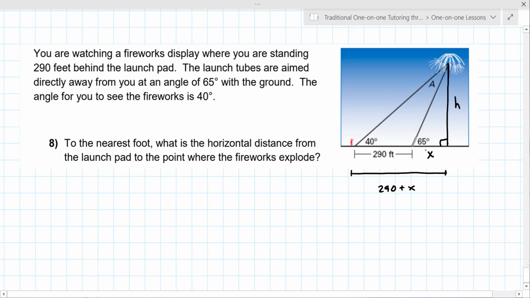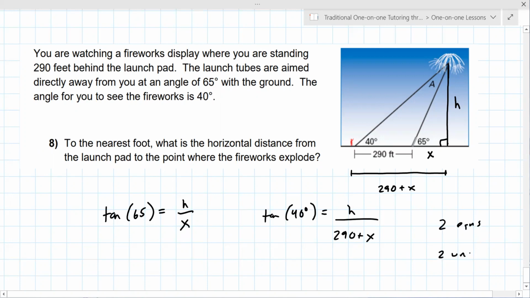So it's kind of the same setup, but if we look at this first triangle on the right, the smaller one, the tangent of 65 degrees equals H over X. Okay. And then if I do this much bigger one, the tangent of 40 degrees is H over 290 plus X. So again, two equations, two unknowns. You can solve this just the same way we did before. You solve one for X or one for H. It's usually the top variable that's better to solve for.